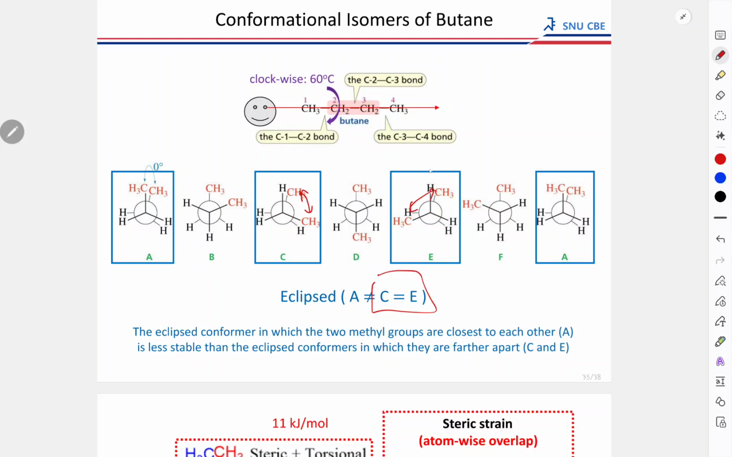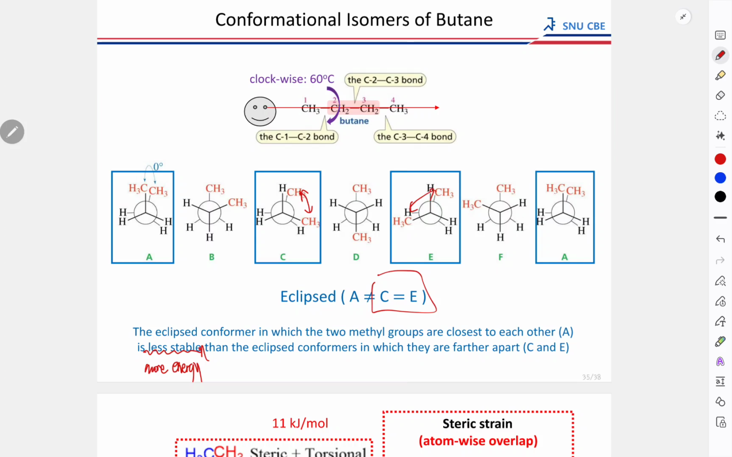And here you can imagine the eclipsed conformer in which two methyl groups are close to each other, which is A. It has to have higher energy, or in other words, be less stable than the eclipsed conformers in which they are far apart, C and E. So it can be more quantitative, and this is perhaps the number better to remember. Here we are comparing the eclipsed conformer A for butane and eclipsed conformer C for butane as well.